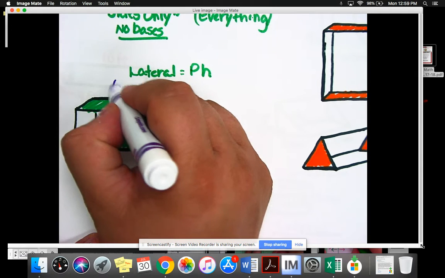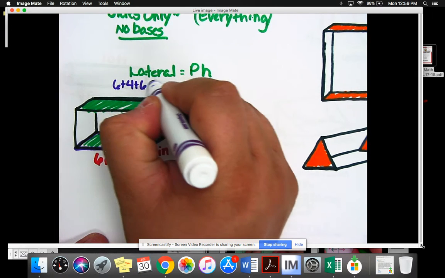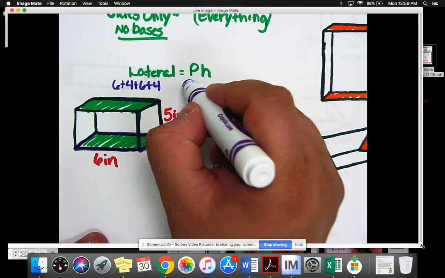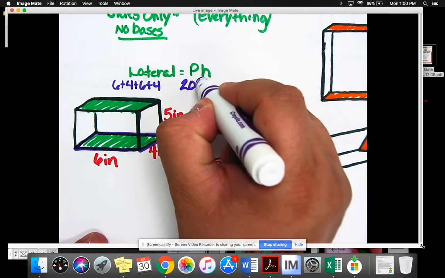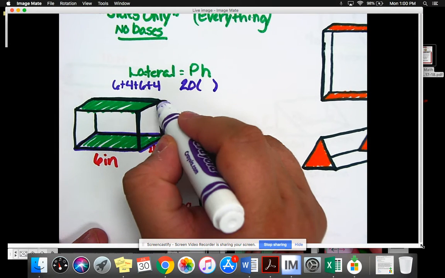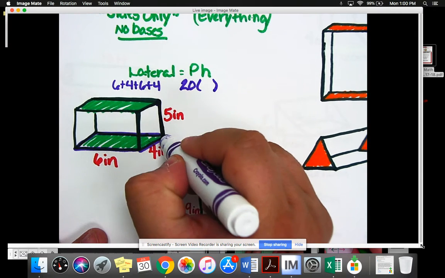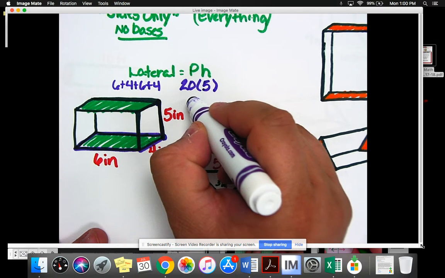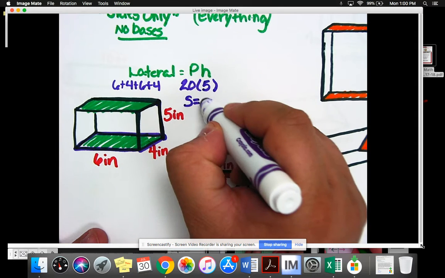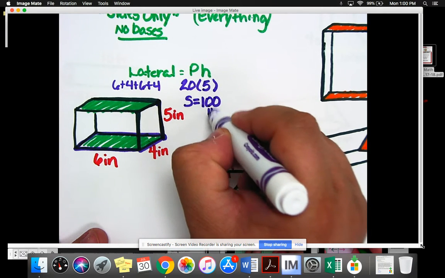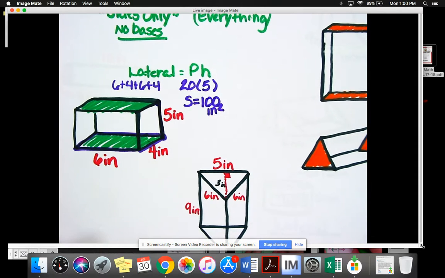So I'm going to put it right here. 6 plus 4 plus 6 plus 4 is, yep, 20. So that's 20. And then h, that's easy. H is the height. So it's the height from the top base to the bottom base, which is going to be 5. So my lateral surface area is going to be S equals 100 inches squared. That was too easy, right? Add and multiply. That's all you got to do.